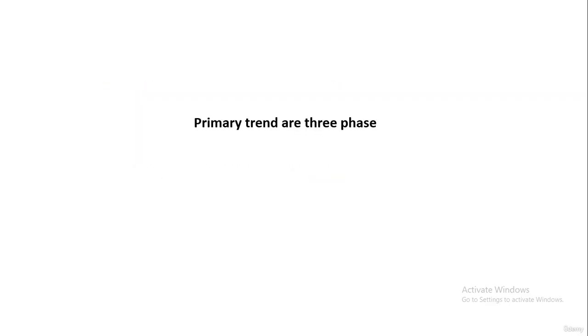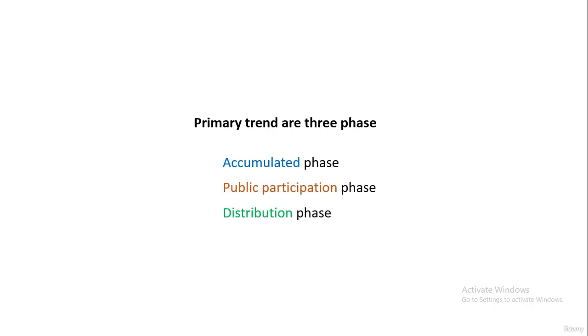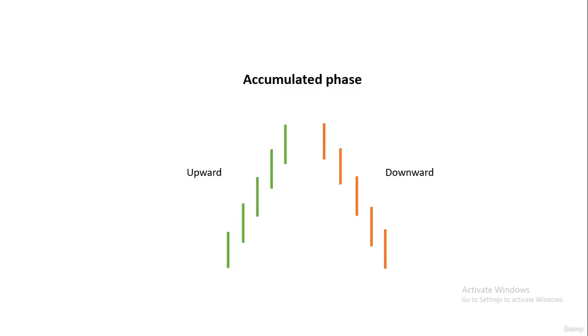Dow states that there are 3 phases to every primary trend, which is the most important trend to pay attention to: accumulation phase, public participation phase, and distribution phase. The first one is the accumulation phase. When the primary trend is an uptrend, the price rises and a bullish market is found. On the other hand, when the primary trend falls, a downtrend is formed. Those bullish and bearish market trends are known as the accumulation phase.